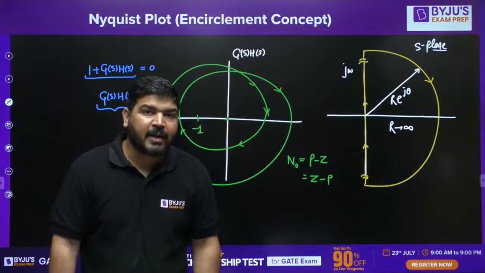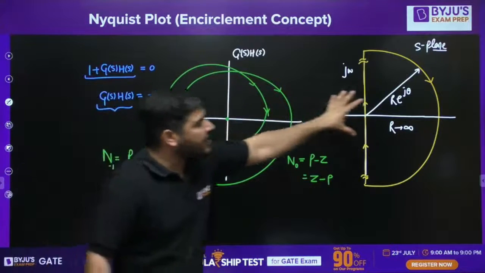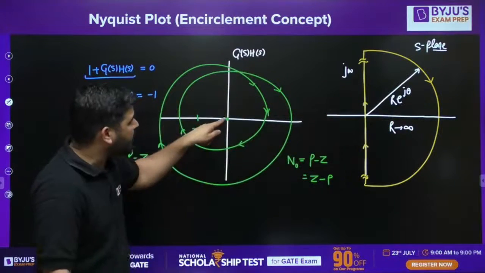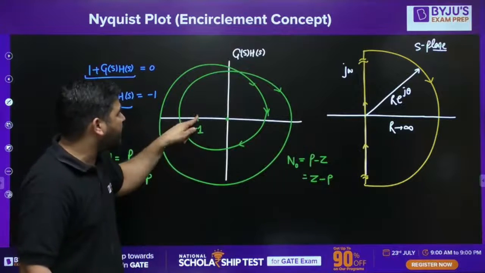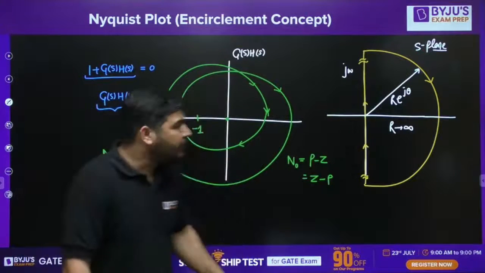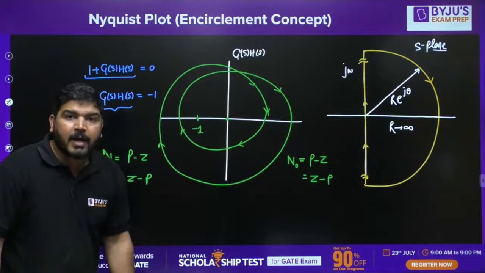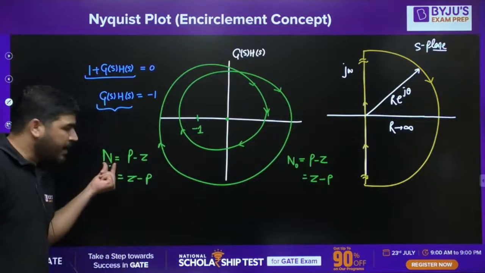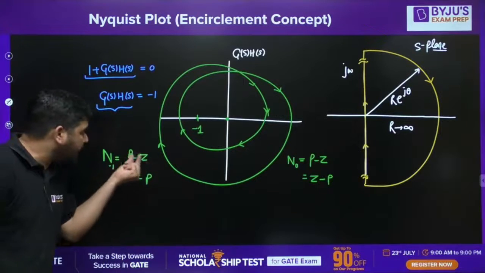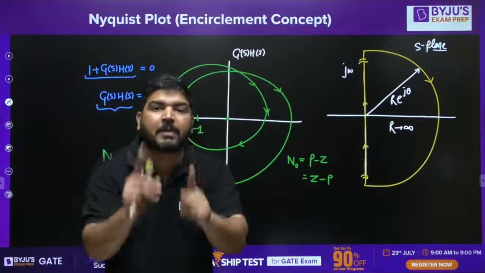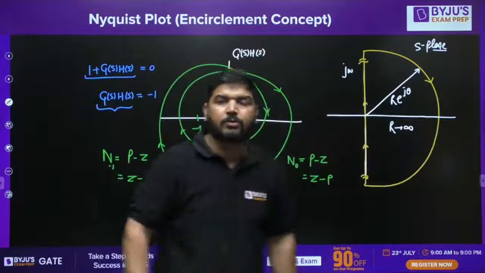So it has to be very clear. If you are mapping this S-plane contour into G(s)H(s), and if you are looking at the encirclement of origin, or the encirclement of -1. If you are looking at the encirclement of -1, what does it mean? It means the encirclement of -1 has to be P minus Z, where P and Z are the poles and zeros of 1 plus G(s)H(s) inside the S-plane contour.